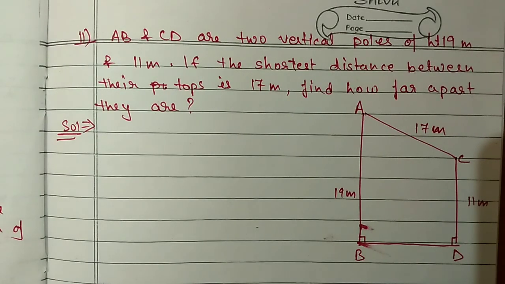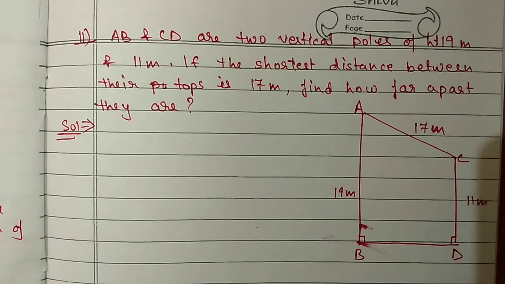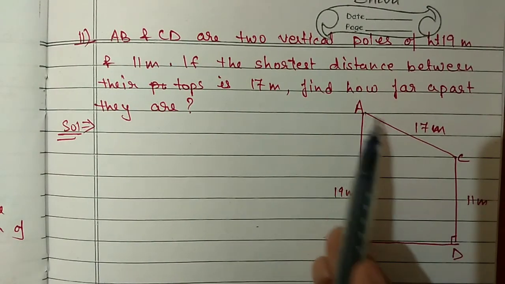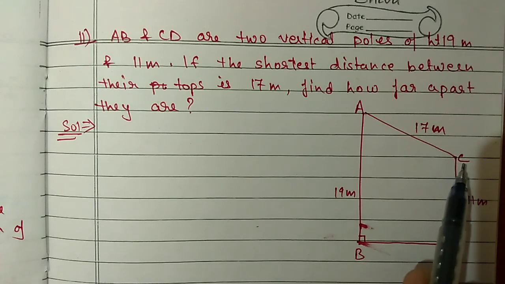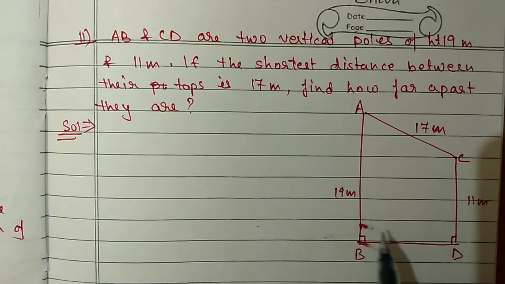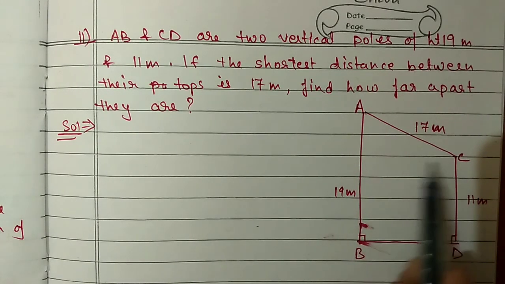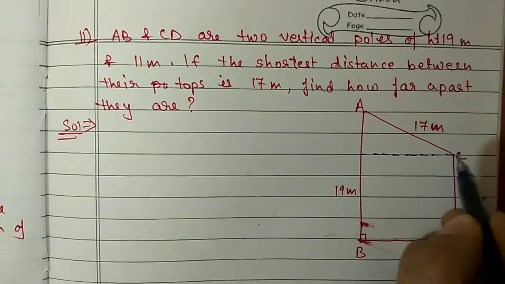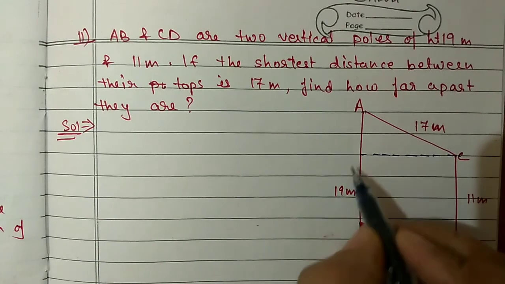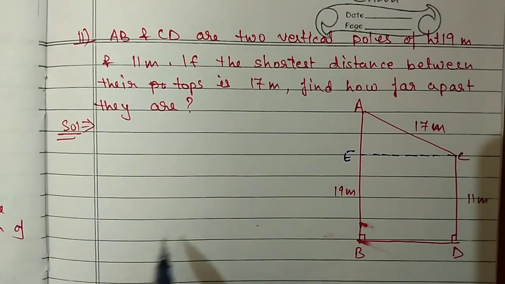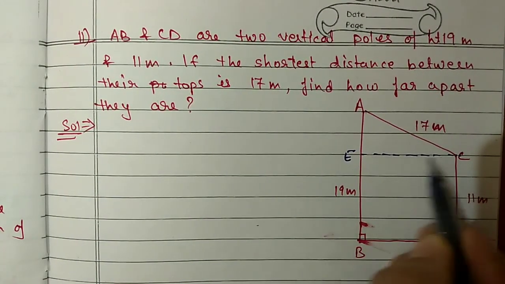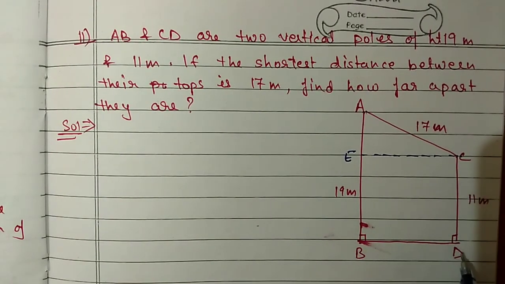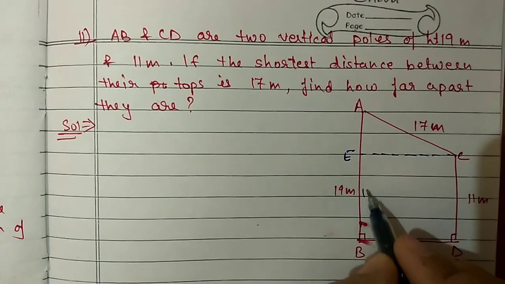Question number 11. AB and CD are two vertical poles, and the shortest distance between them is 17 meter. We have to find out how far apart they are, means this distance we have to find out. So first we will draw one perpendicular from C on AB. We can name it here E. So here this is a perpendicular. So this will be our rectangle. If it is 11, then this side also will be 11 meter.